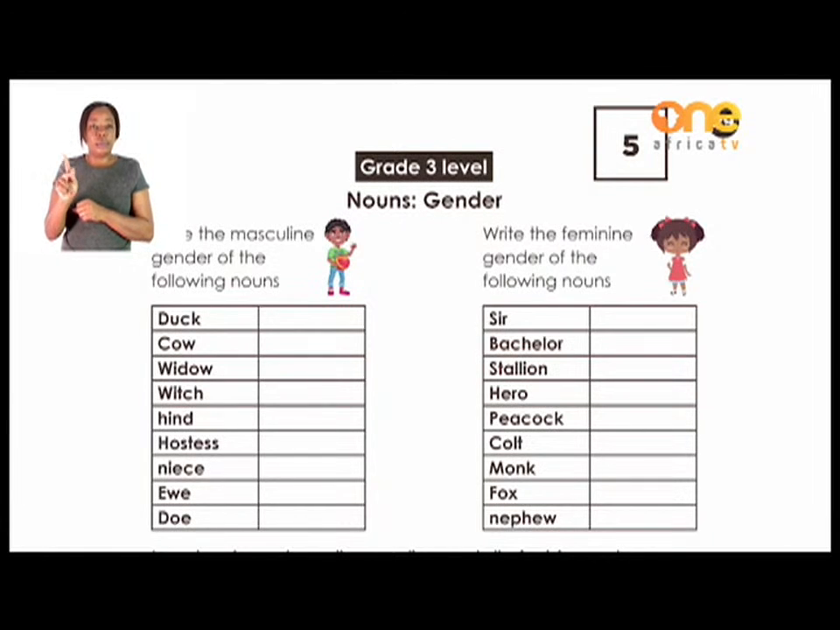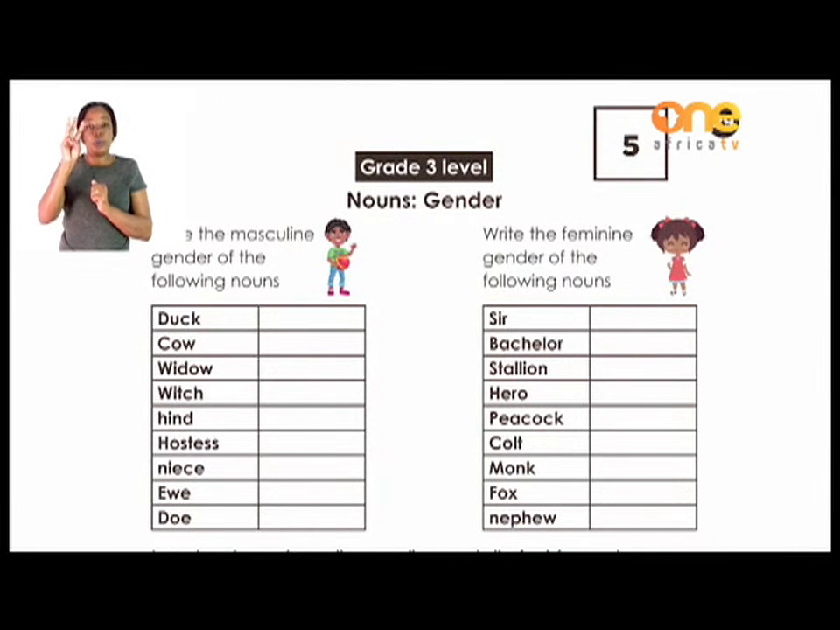Okay, now we are given the first word, duck. A duck is a female, a girl. If it's a boy, then we'll say it's a what? Then we say it's a drake. A drake. A cow is a female. If it is the boy side, we say it's a bull. A widow, someone who lost a husband, is a woman. We say she is a widow. And for the boy side, we say he's a widower.